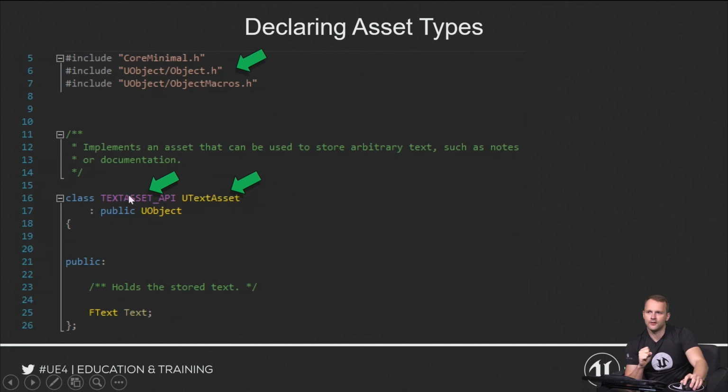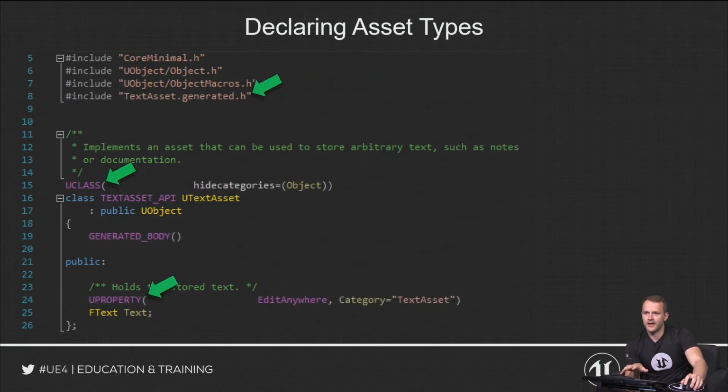And this macro here, by the way, this TEXTASSET_API, is generated automatically for you. Every time you create a new module, there's going to be a macro declared that's the same as the name of your module, all uppercase, and then underscore API. All this does is basically export this type out of your module so it can be used in other modules.